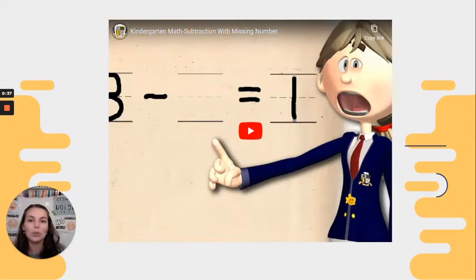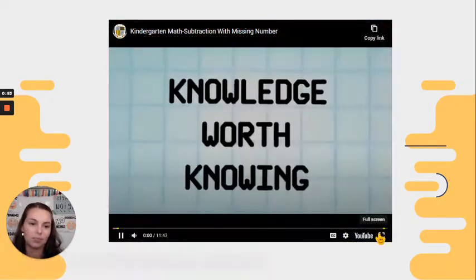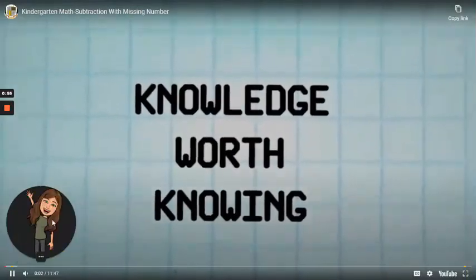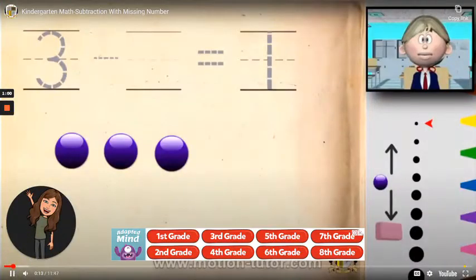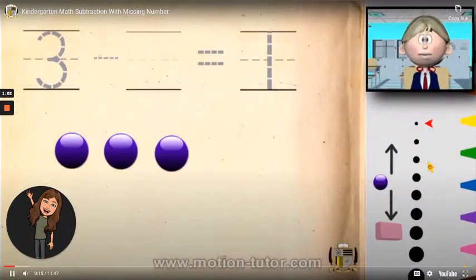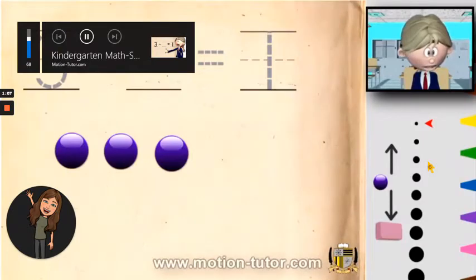Okay, so I have a cool little video to show you, and we're only going to watch part of this. But this is telling us what subtraction with a missing number means. Sometimes it can look confusing, so this video is going to help us try to draw dots to figure out our answer. We're going to have missing parts in here. We're going to have to find what we have to take away to get the answer.